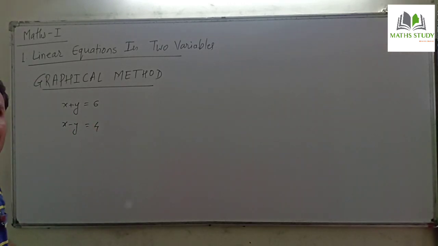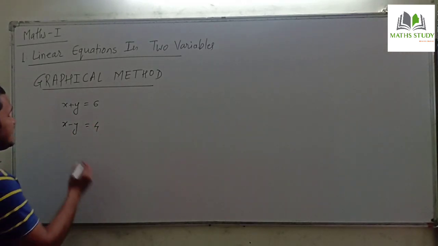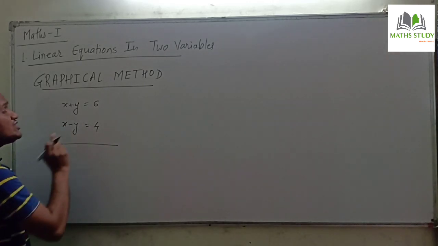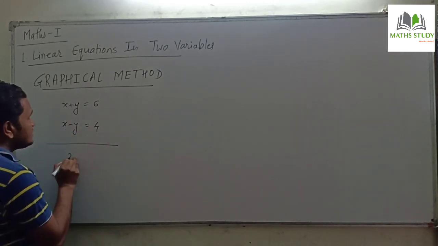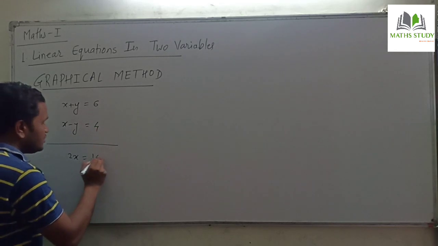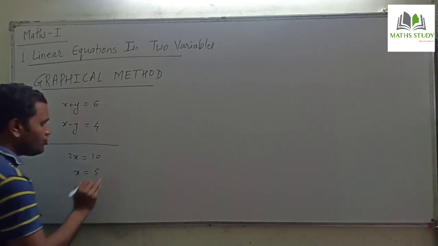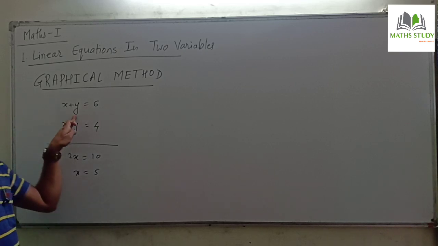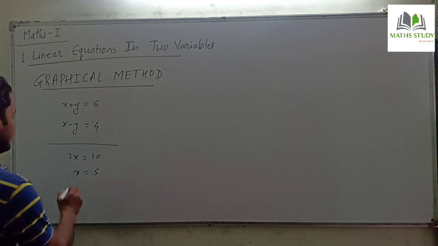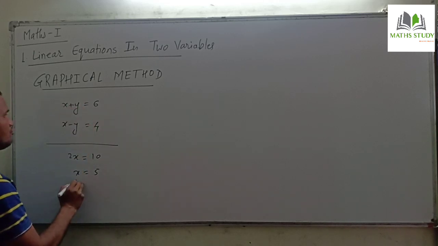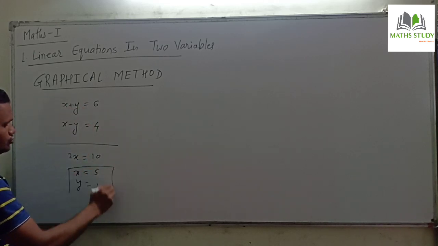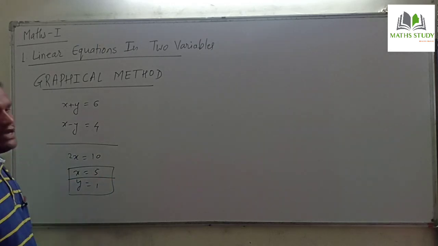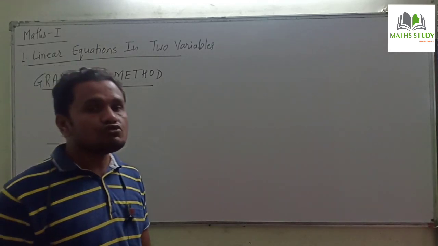When we add the equations, plus y and minus y cancel. So 2x equals 6 plus 4, which is 10. x is equal to, directly I am going to write, 5. Then we put 5 in this equation or any one equation, and by substituting 5 we are going to get y is equal to 1. So this is the solution.